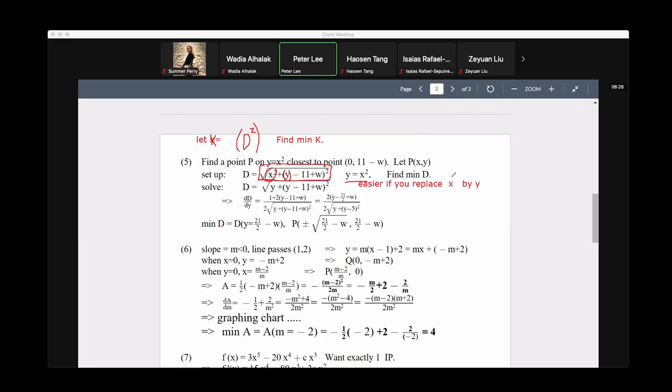And so you would get the distance in terms of y. If you replace x squared by y, it is going to be so much easier. That's so much easier to do it that way. Alright, anyway, that's that. So let me just erase this. Any questions here?